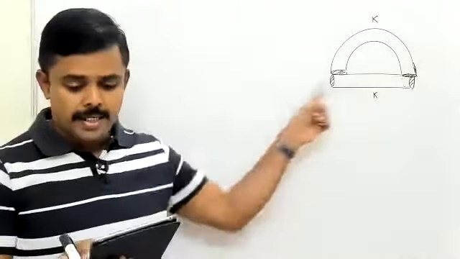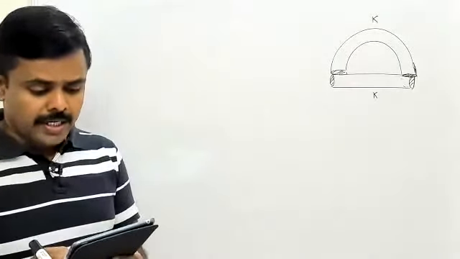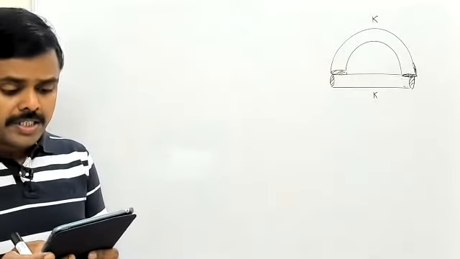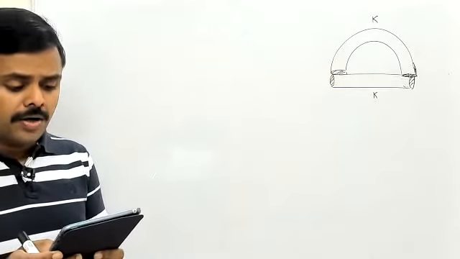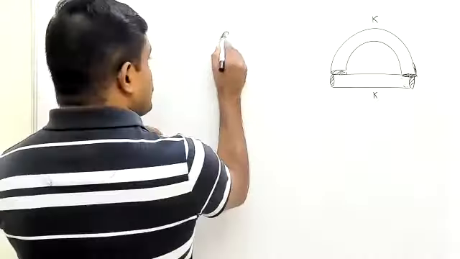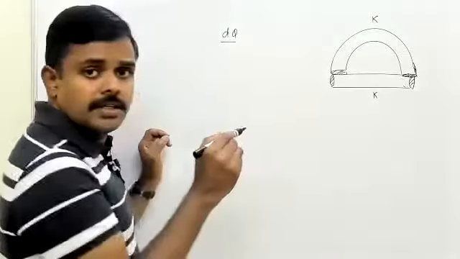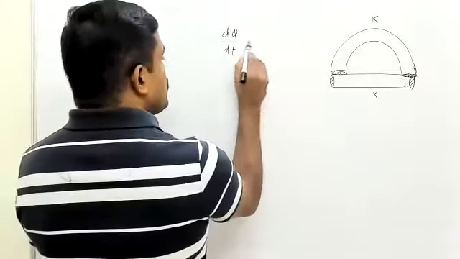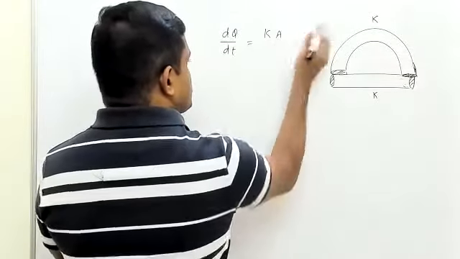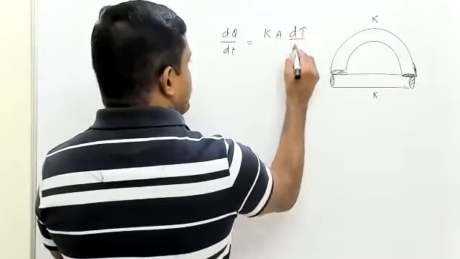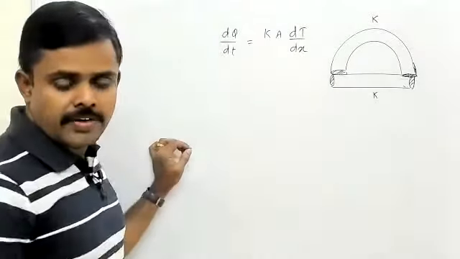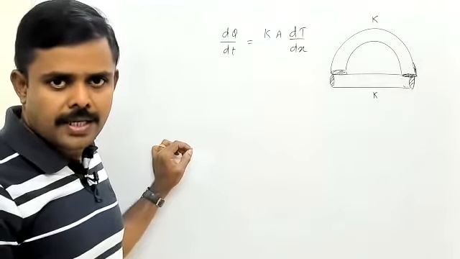Points A and B are maintained at different temperatures. You have to find the ratio of heat transferred through a cross section of semicircular rod to straight rod. So I can write the equation for heat transfer. What is dQ by dt? dQ by dt is equal to K into A into (TH minus TC) divided by dx. This is the modified version of our equation, right?